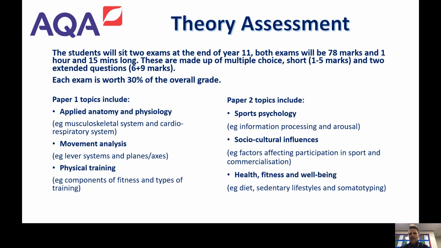In terms of the theory assessment, students will sit 2 exams at the end of year 11. Both exams will be out of 78 marks and 1 hour and 15 minutes long. They're made up of a series of multiple choice questions, short answer questions and 2 extended questions in each paper. Each exam is worth 30% of the overall grade. In paper 1, we look at topics such as applied anatomy and physiology, where we look at body systems, like the musculoskeletal system and cardiorespiratory system, and movement analysis, where we look at the lever systems and the planes and axes. Then we look at physical training methods as well as fitness components and how we would test various fitness components as well.